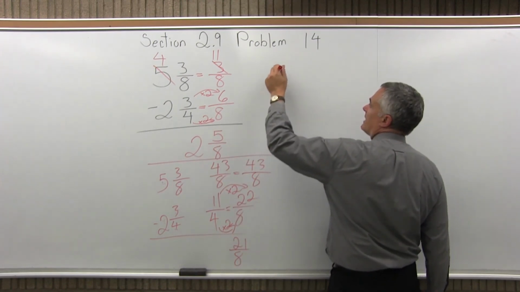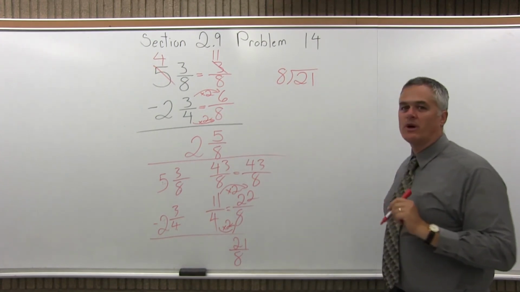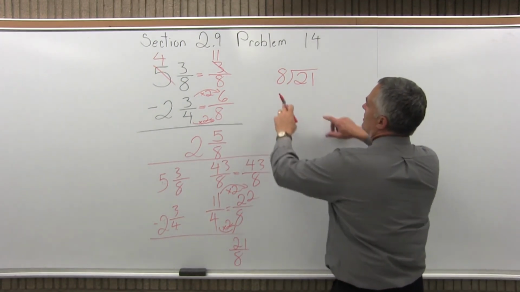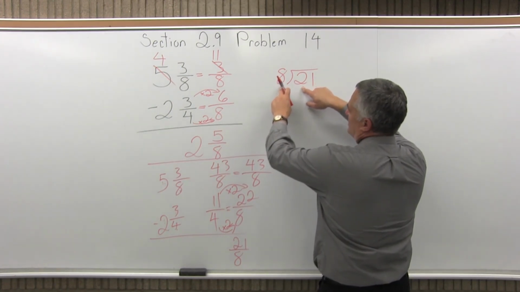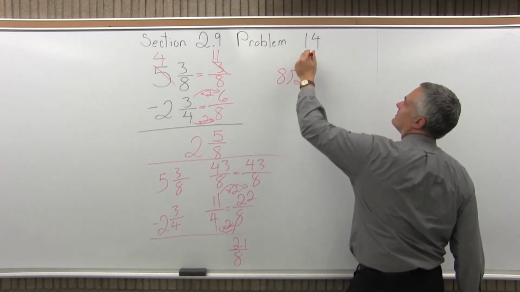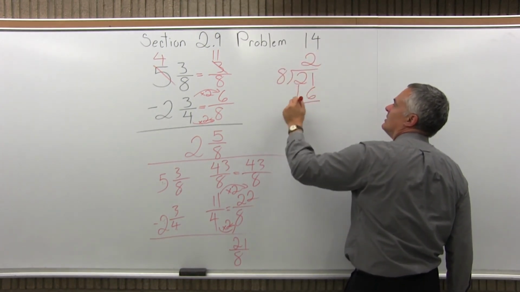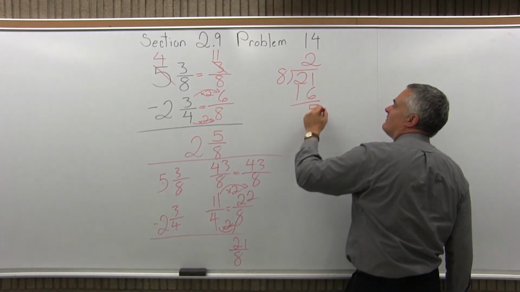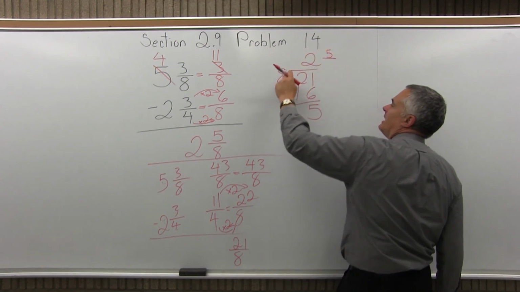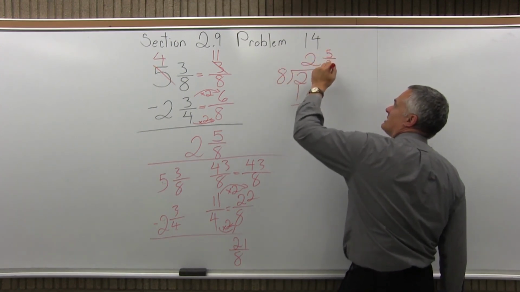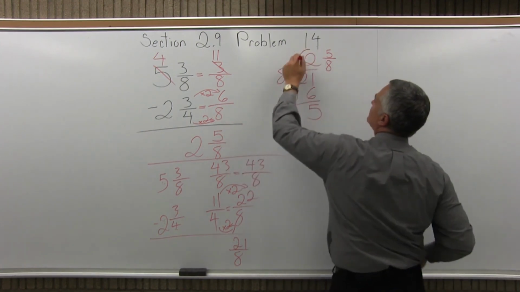Take the denominator of 8, divide it into the numerator of 21. Find the remainder. So 8 divides into 21. 3 times is a little too big. 3 times 8 is 24. So 2 times 8 is 16. 21 minus 16 is 5. So my remainder is the new numerator, and the number in front of the division remains the denominator. 2 5/8, 2 5/8. Same answer.